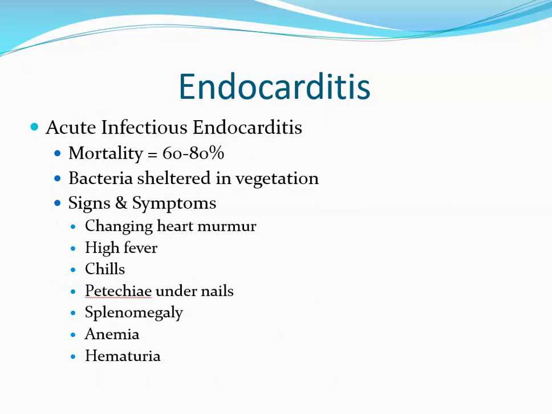Acute infectious endocarditis has a mortality rate of 60 to 80%. The reason being, these bacteria become sheltered in the vegetation. Now the body's own immune system as well as antibiotics are unable to reach them and eliminate them. Signs and symptoms include a changing heart murmur, high fever, chills, petechiae under the nails, splenomegaly, anemia, and hematuria.